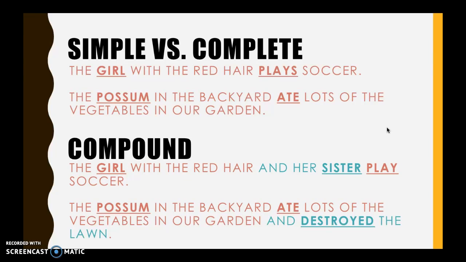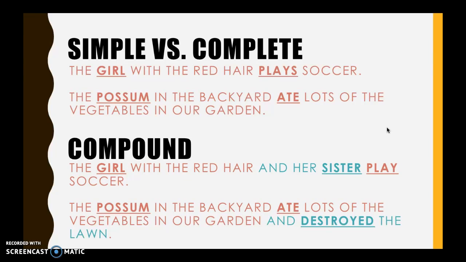Okay? The other thing that can complicate even basic subjects and predicates is when there's more than one of them. When there is more than one thing that the sentence is about, we say it has a compound subject. For example, when instead you write about the girl with the red hair and her sister, that is a compound subject. Girl and sister are both doing the verb and the predicate. They both play. That is a compound subject.